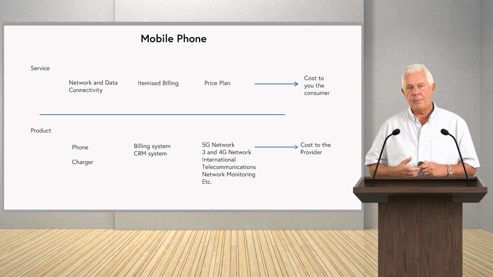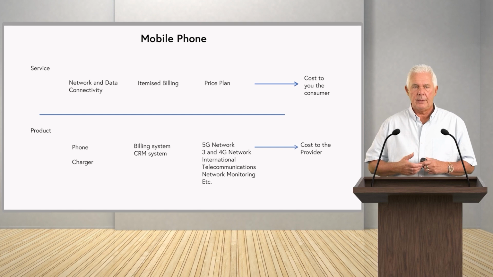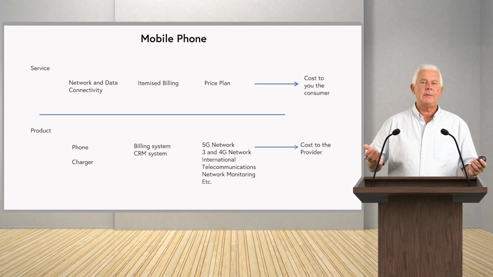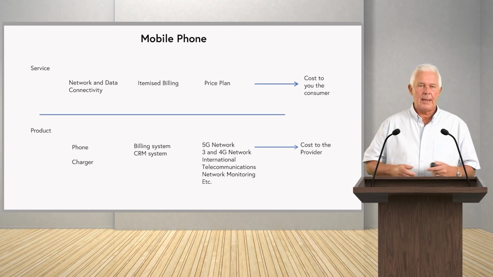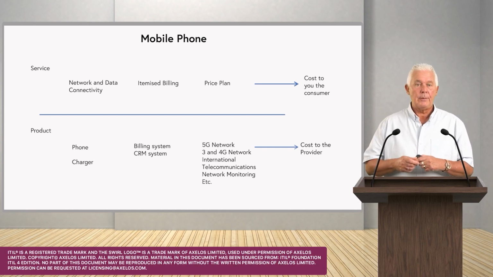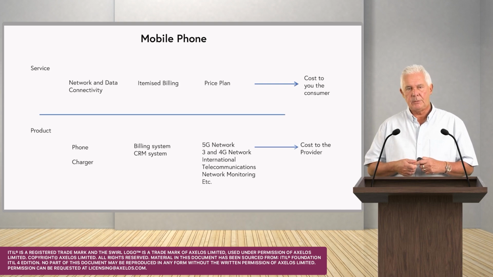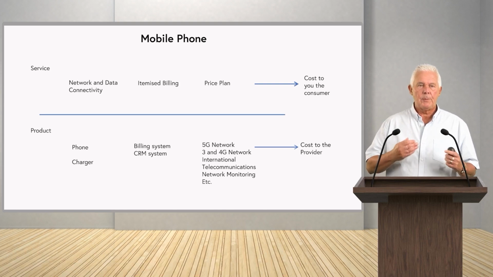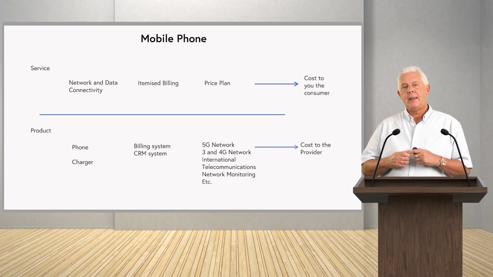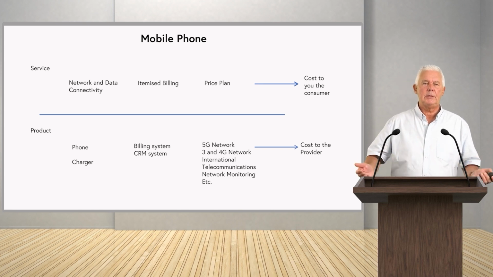So at the end of every month, you get a bill of what you've used, maybe within the agreed price plan, and any items that you may have used outside of that price plan. And of course, you get the financial amount that you need to pay to continue to use that service. Now, from a product perspective, you are interested only in getting your itemized bill because it's part of the service.